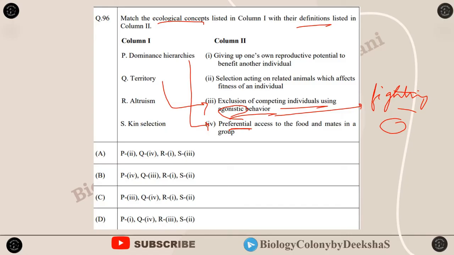Then altruism. What is altruism? It is giving up one's own reproductive potential to benefit another individual. So basically it is a sacrifice. Then kin selection. Selection acting on related animals which affects the fitness of an individual. It is a kin selection. So option B is correct.